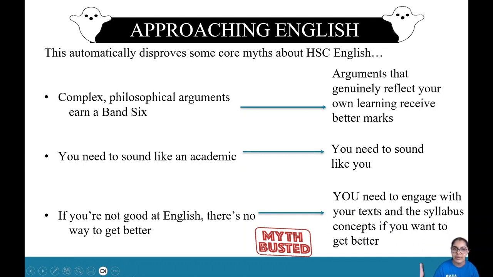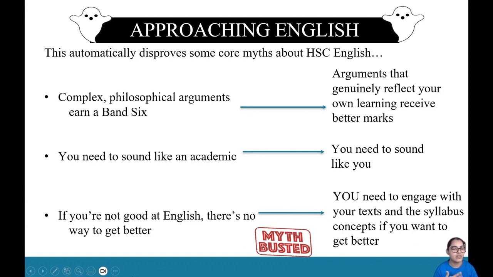There's so many ways to get a band 6. So many different essays and essay styles and essay structures that will aid you to get a band 6. So do not limit yourself. Do not get into the mindset that if I'm not good at it, I'm not going to get better at it.